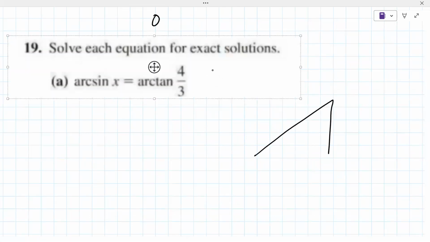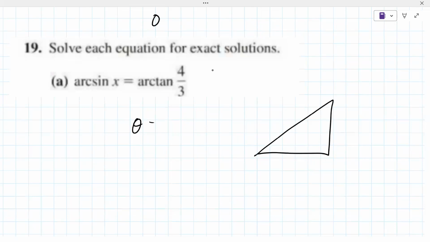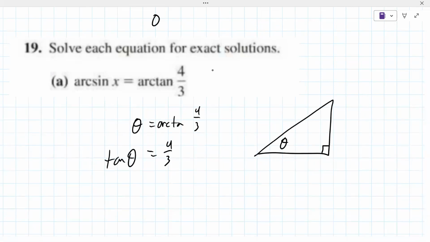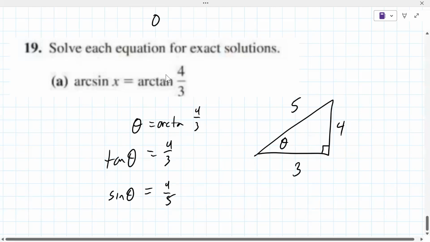So these are triangle problems again. If you let theta equal arctangent of 4/3, then the tangent of theta is 4/3, which means the hypotenuse is 5. So then sine theta is 4/5, and you can manipulate these problems doing this. Does this look at all familiar to you? Yeah. Okay.